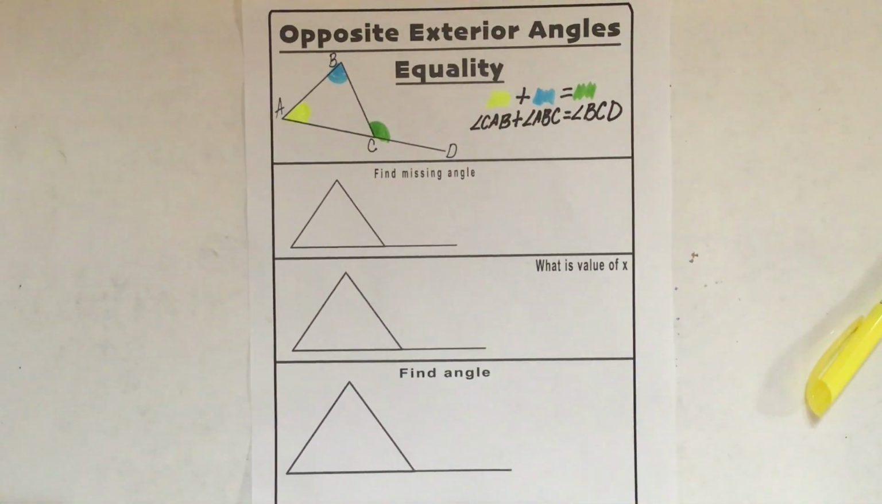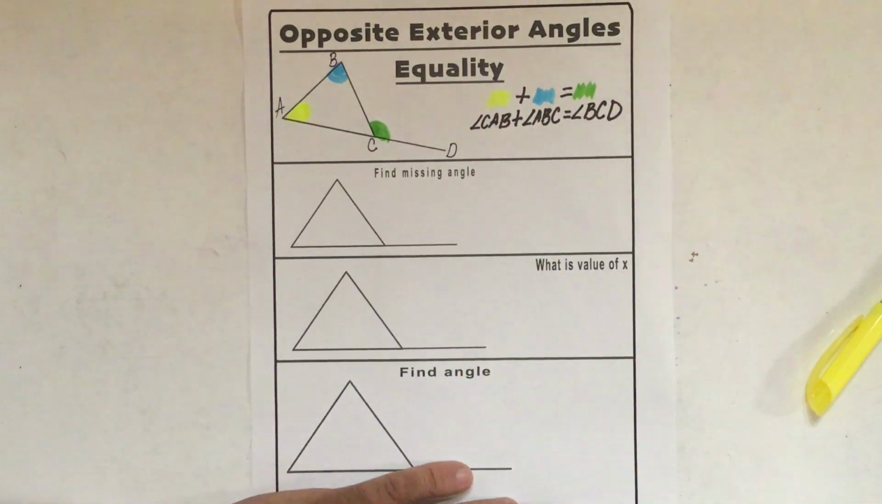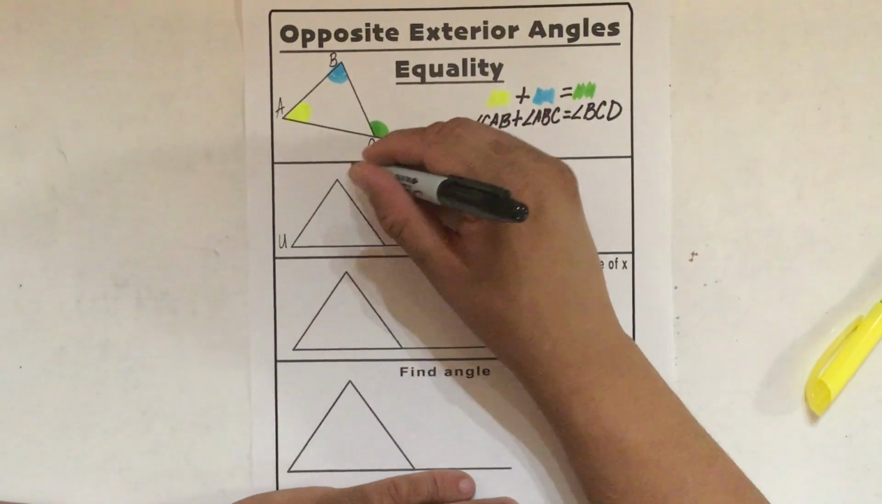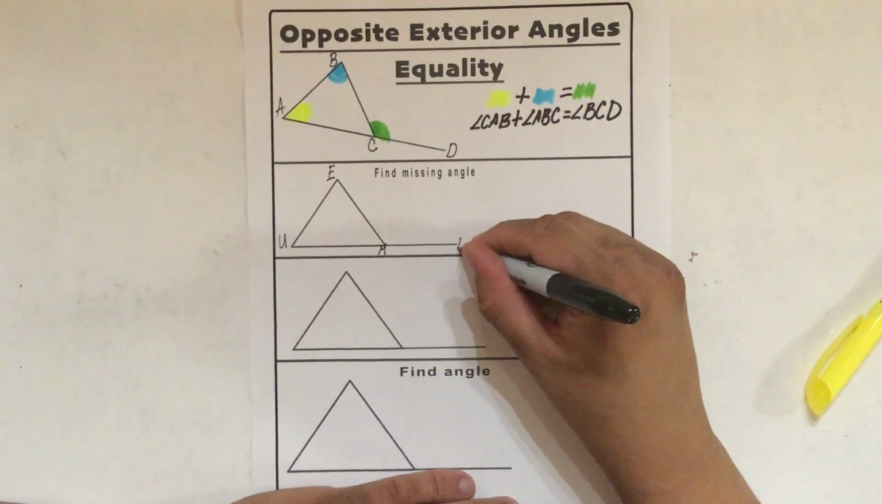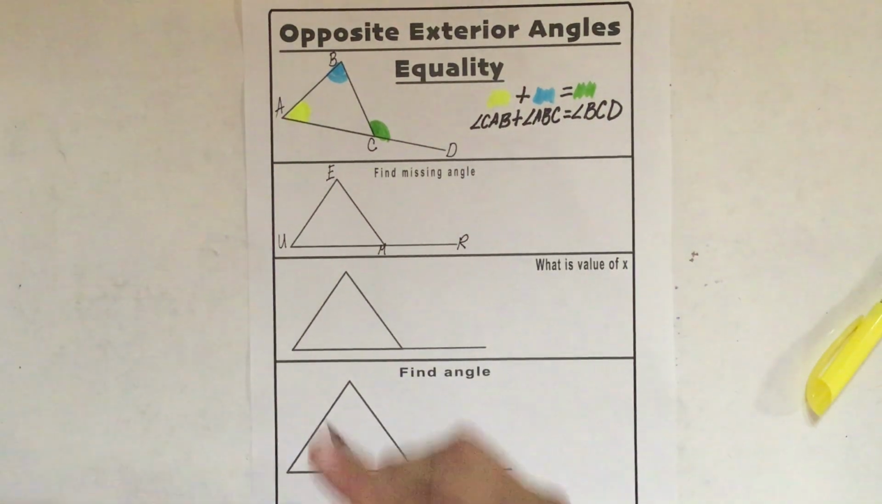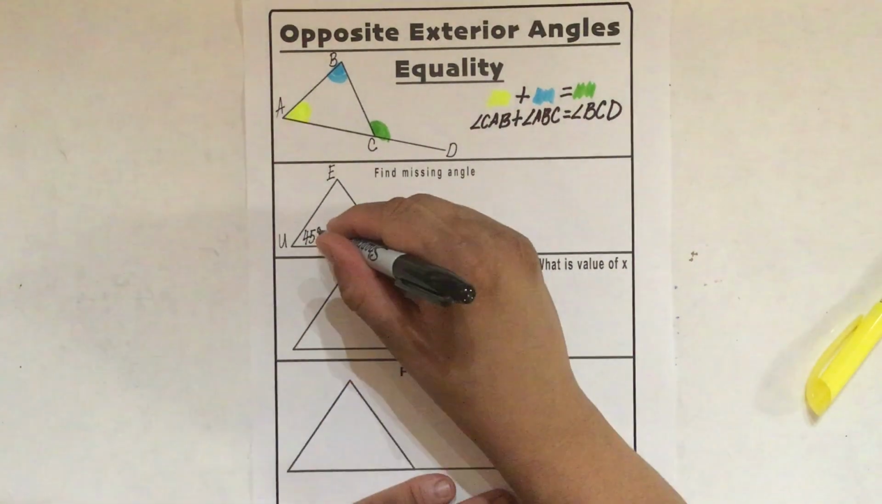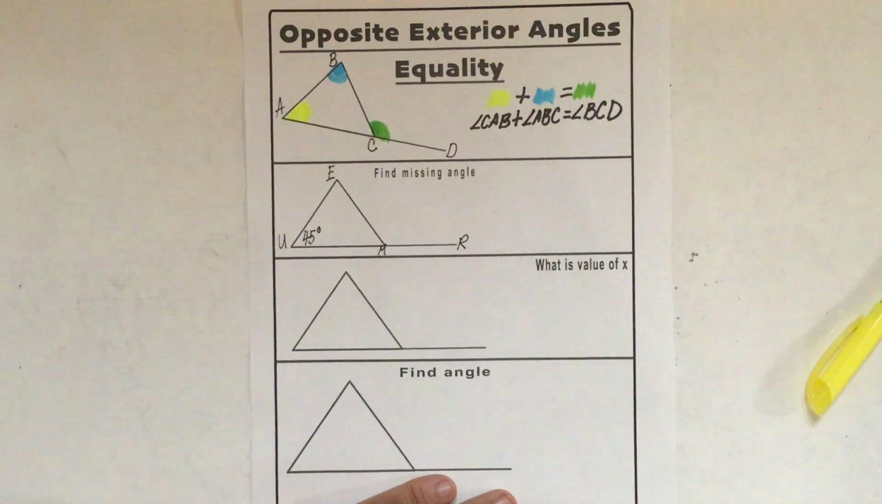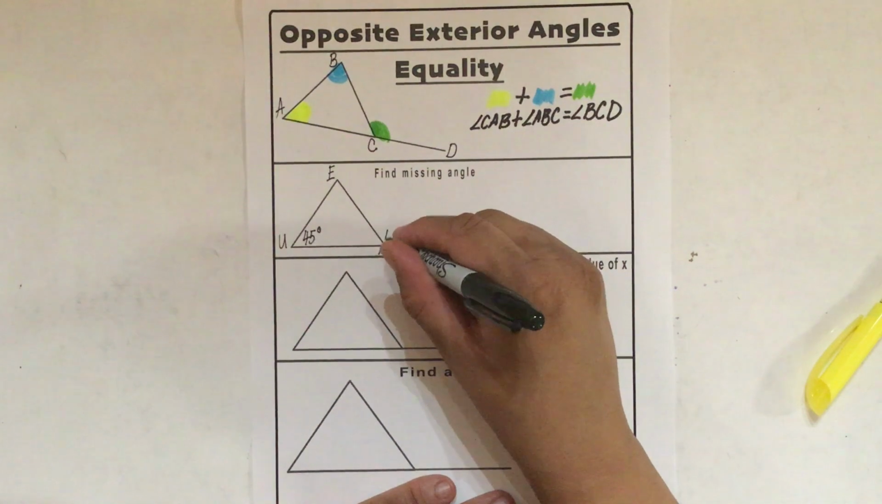So let's take a look at some examples where we can use what we just learned. Let's say I'm going to name this triangle UEMR. And let's say I'll tell you that angle U here is 45 degrees. And I don't know what angle E is actually. And I know that angle M on the outside here is 120 degrees.